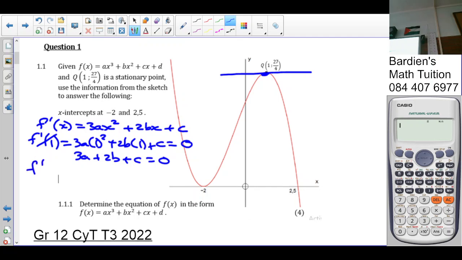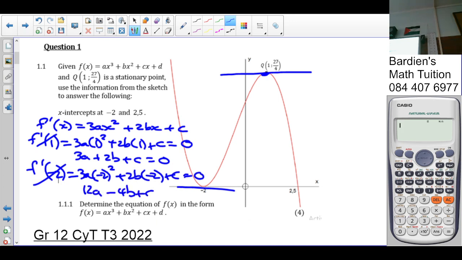Then we work out f prime of -2. That's also 0, so that's also a turning point. So you're going to have 3a into -2 squared plus 2b times -2 plus c, and that's also equal to 0. So this will be 12a minus 4b plus c equals 0. So this is equation 1, and this is equation 2.